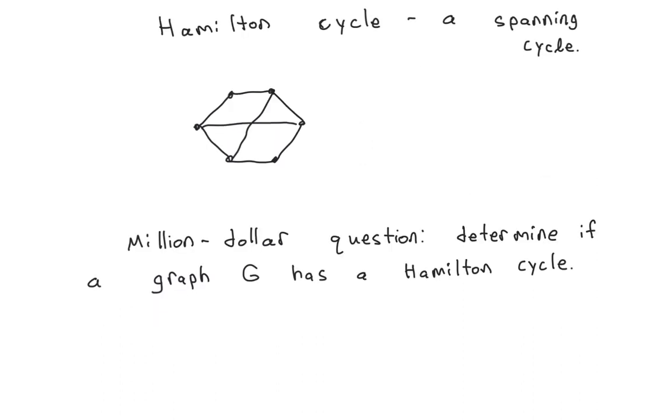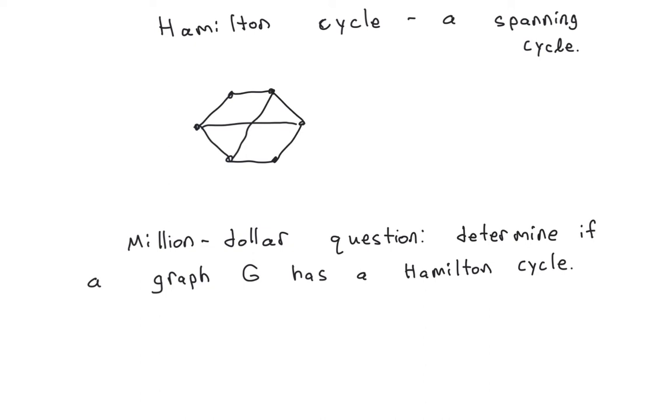To finish, I'll mention another concept in graph theory. It's called a Hamilton cycle. It's basically a spanning subgraph that is a cycle. So it's similar to an Euler tour. Instead of visiting every edge exactly once, you visit every vertex exactly once. Unfortunately, that's about where the similarities end.